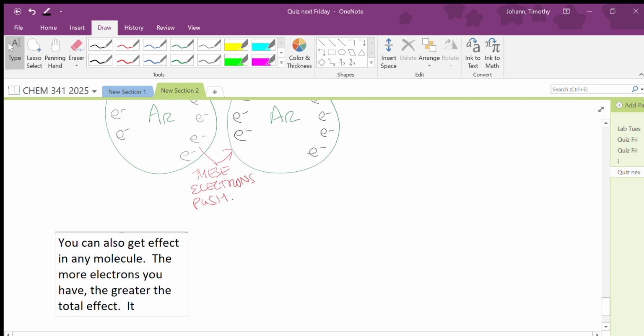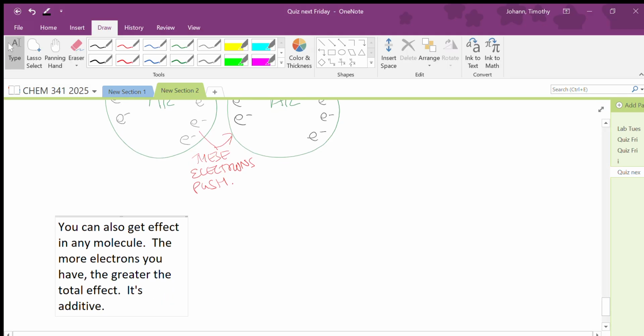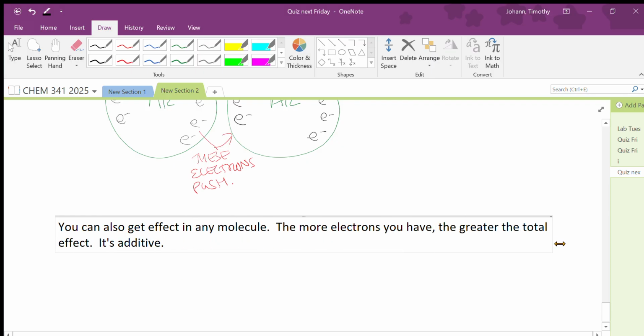Okay, it's additive. Okay, so it's not multiplicative or something like that. So if I was to give you two molecules, A and B, I'm purposely being vague here.